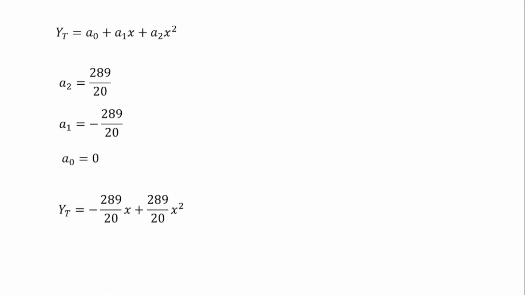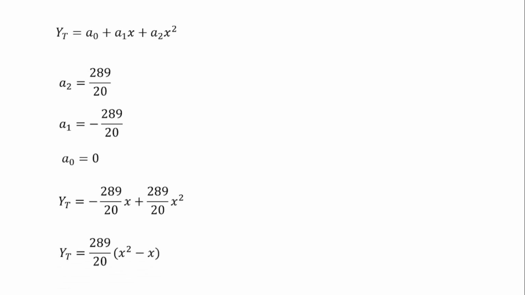Put everything back into the equation, you have this: yt is minus 289 over 20 x plus 289 over 20 x squared. And you can simplify further to get yt equal to 289 over 20 into x squared minus x. So once this is done, you are good to go.